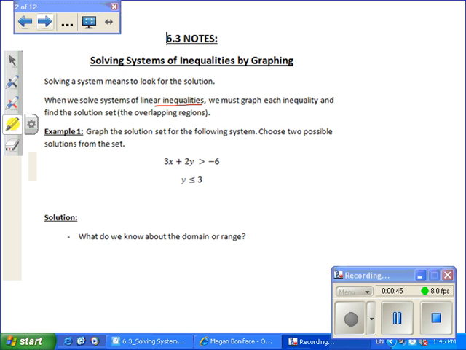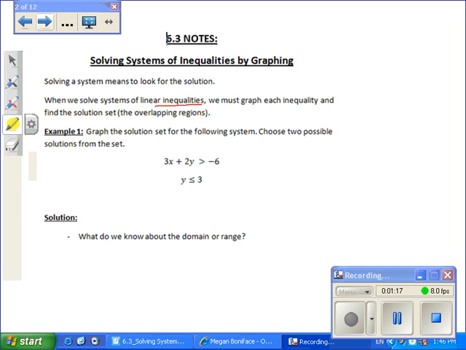Remember, when you graph an inequality, not only do you have to graph the boundary line, but you have to shade one side. So we're going to be looking for where those shaded regions overlap. And we're also going to be asking ourselves if the point of intersection of the two boundary lines is also a solution. So let's do one as an example here. Example 1, graph the solution set for the following system. And then at the end, we'll choose two possible solutions. There will be probably many solutions, but we're just going to choose two.